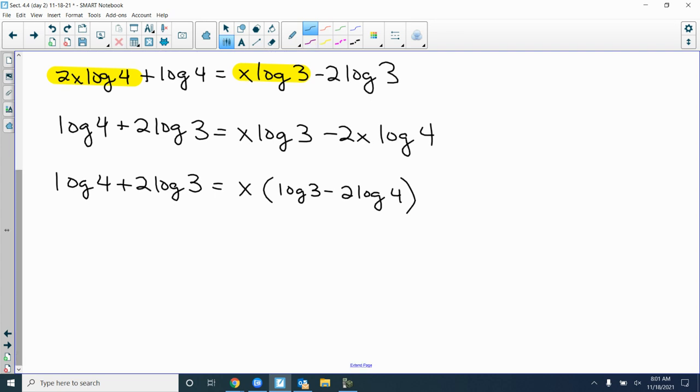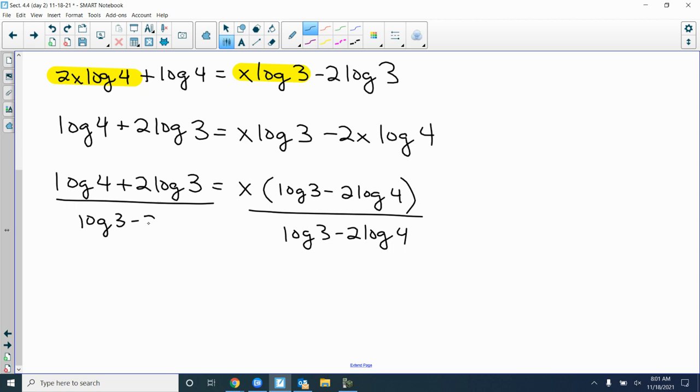All right, what do you do at that point? Alex, what do you think? I have no idea. In an equation, the whole goal is to get what by itself? X. So I got this x. What's going on with this x in this whole quantity? Could you divide it by log of 3 minus 2 log of 4? Yep, we're going to divide by that whole thing.